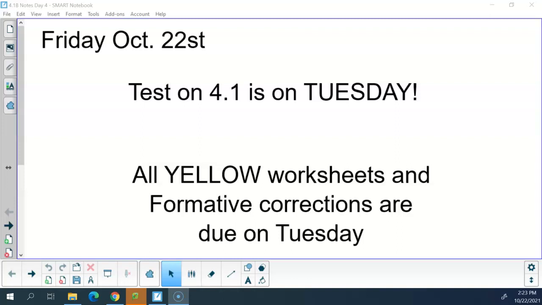All 3 yellows, 4.1A, 4.1B speed chart, and then the review packet one, those 3, all on yellow, are due on Tuesday. If you're done with them and you want to turn them in now, feel free. Your formative corrections are also due. Make sure your formative is turned in because we haven't entered them in the grade book yet. So make sure that those are all in and ready to go. Okay?